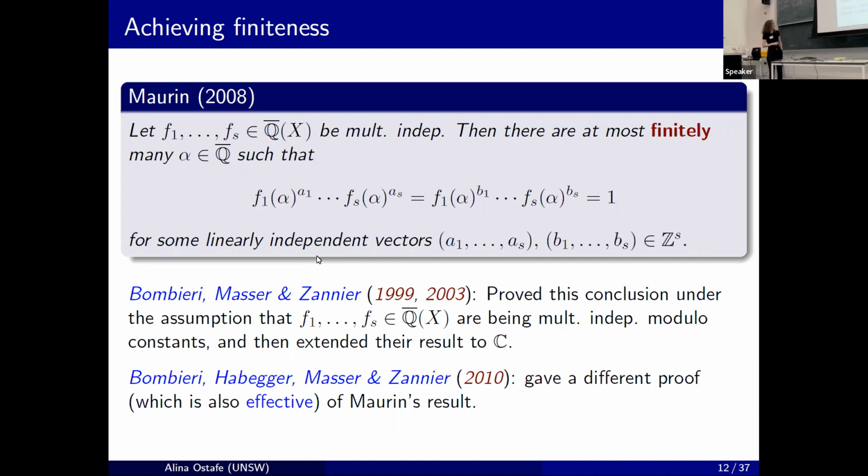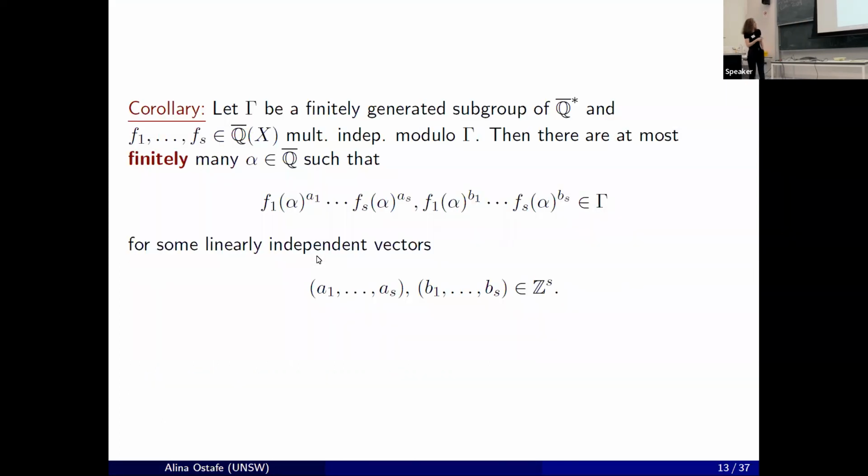And an alternative proof was given in 2010 by Bombieri, Habegger, Masser, and Zannier, who gave a different proof, which is also effective. So it gives a means to actually compute a bound on the number of such points. And this also leads to the following conclusion.